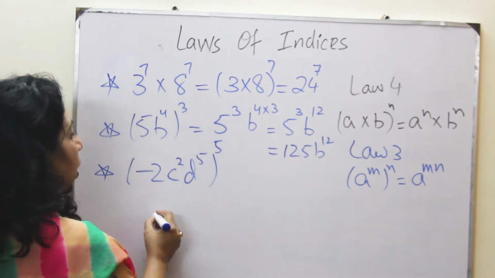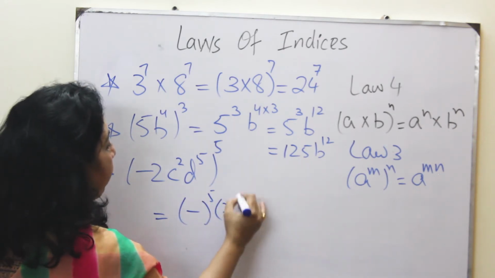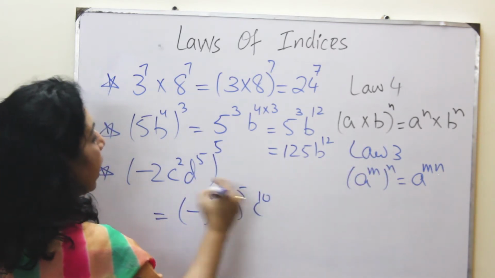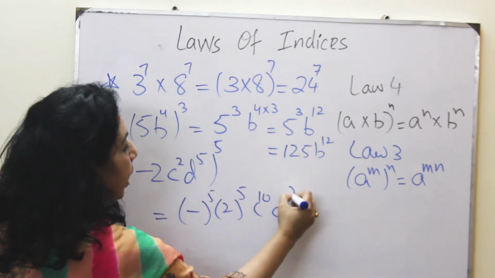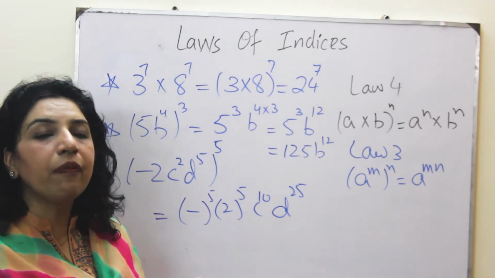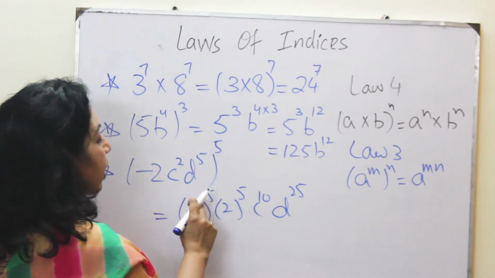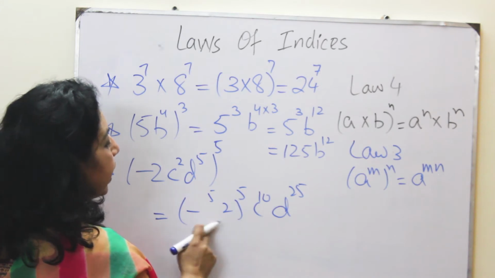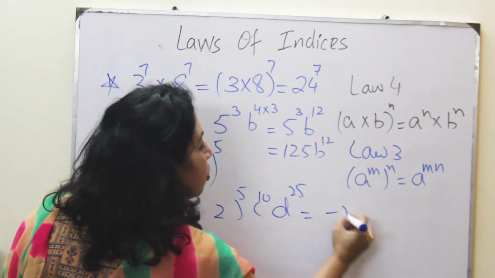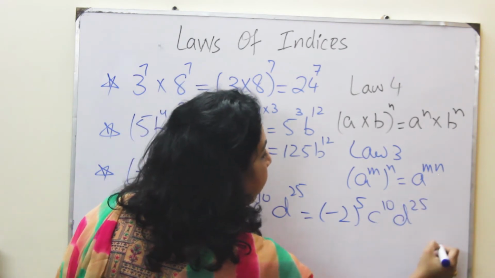Look at this example. We have minus power 5, you can have 2 power 5, c power 2 raised to power 5 will give you c power 10, and d power 5 times 5 is 25. When we have odd power of minus sign, we will have minus sign. When we have even power of minus sign, we will have plus sign. We can also have this minus sign inside this, and we can write it like this, minus 2 power 5. So our final answer will be minus 2 power 5, c power 10 and d power 25.